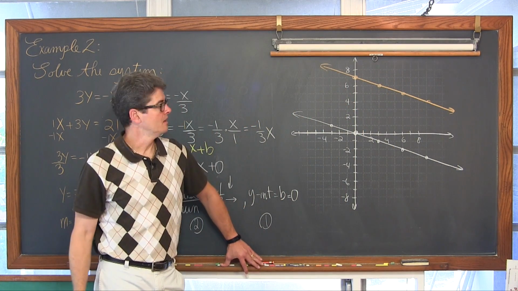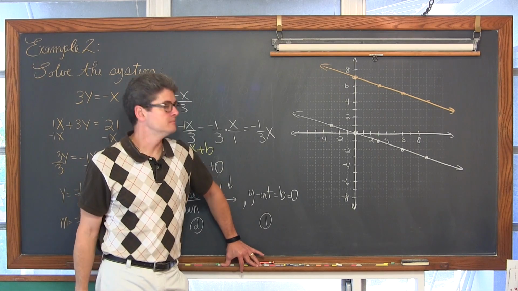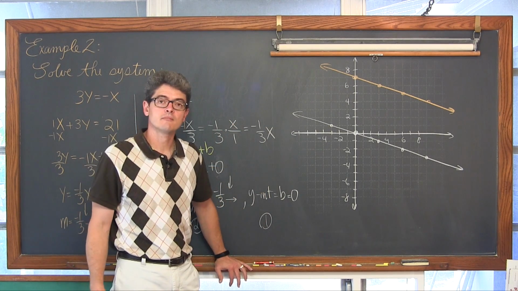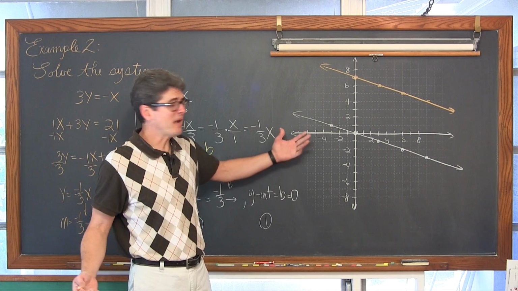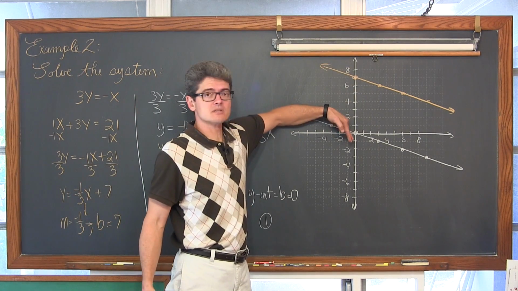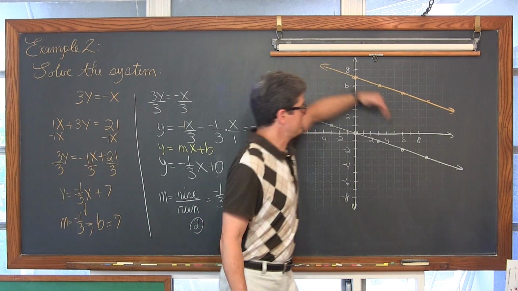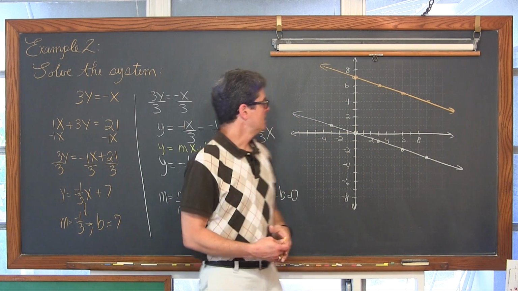Nice. We're finding out where these lines intersect. Where are they intersecting? They're not going to. They're parallel. They have the same slope. They're both going to fall to the right at the same rate.